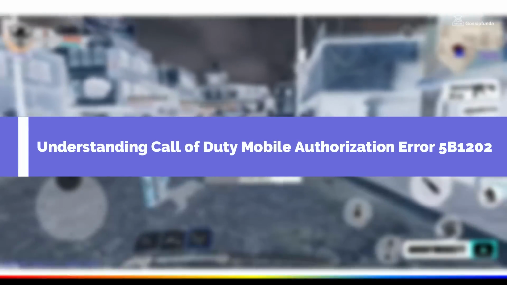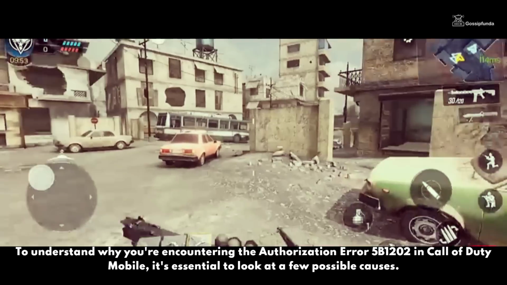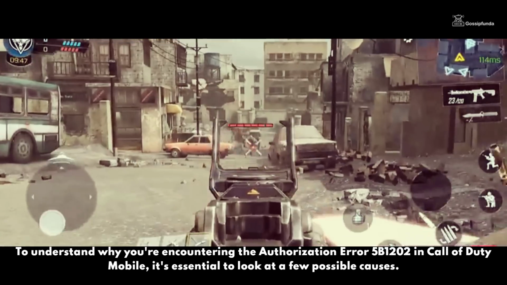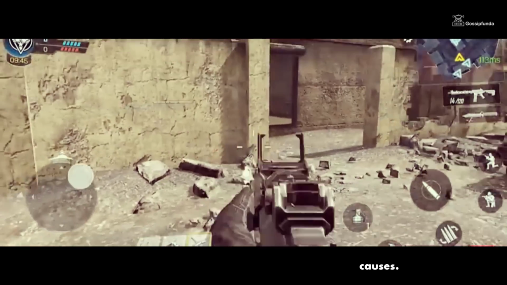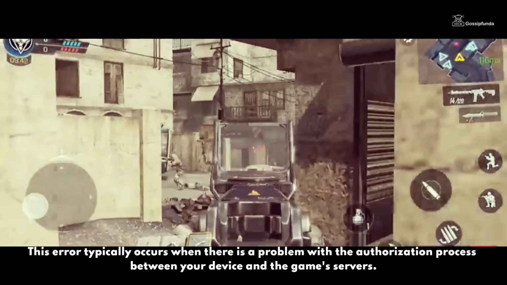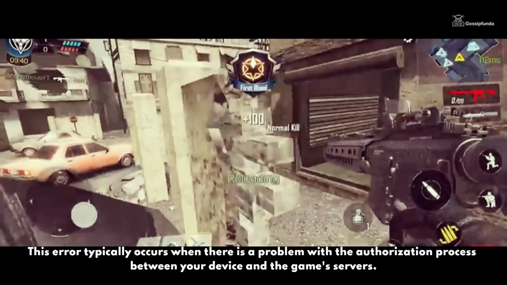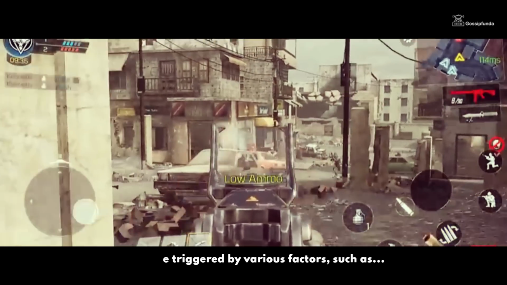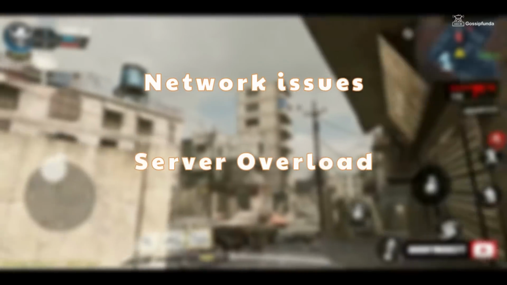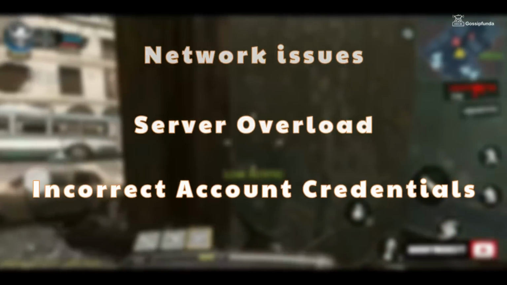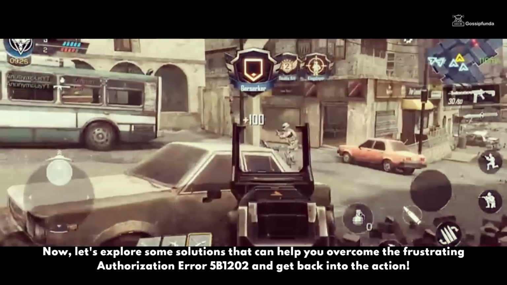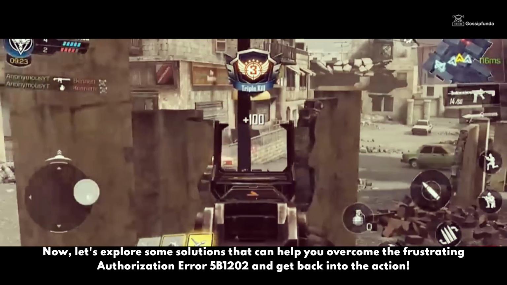Understanding Call of Duty Mobile authorization error 5b1202. To understand why you are encountering the authorization error 5b1202 in Call of Duty Mobile, it's essential to look at a few possible causes. This error typically occurs when there is a problem with the authorization process between your device and the game server. It can be triggered by various factors such as network issues, server overload, or even incorrect account credentials. Now, let's explore some solutions that can help overcome the frustrating authorization error 5b1202 and get back into the action.